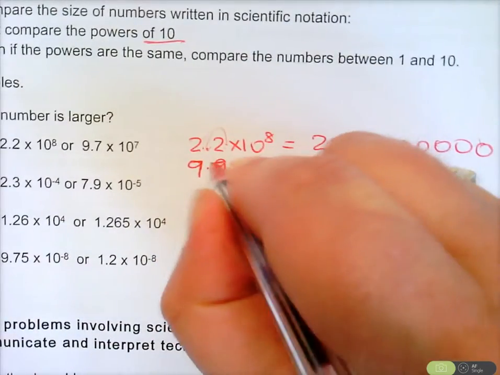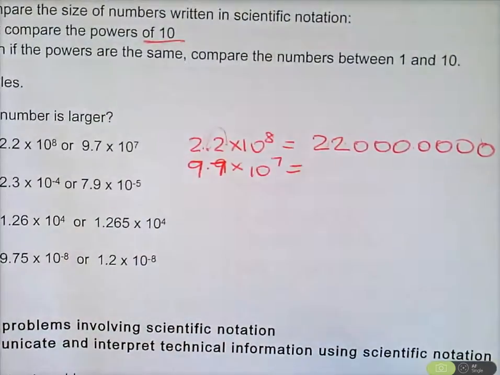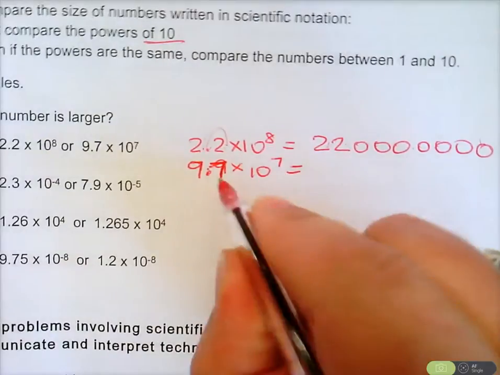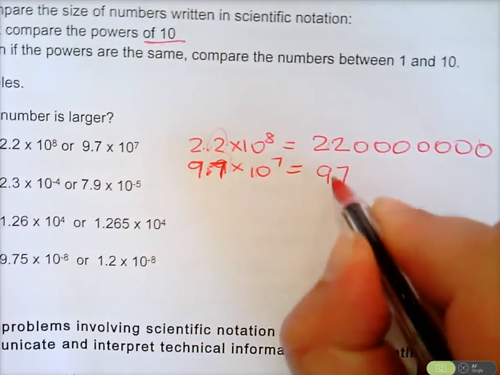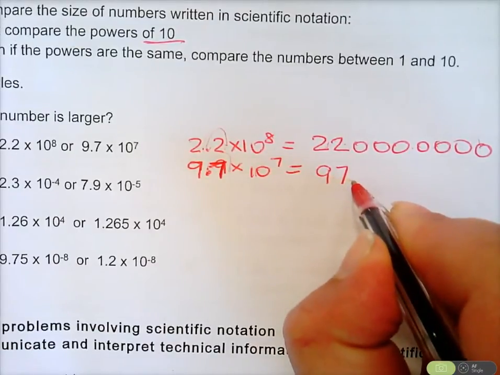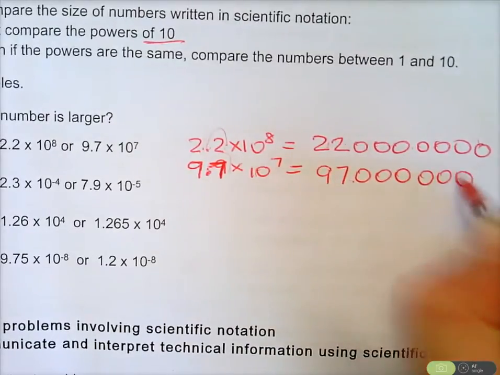9.7 times 10 to the 7. For 9.7 times 10 to the 7, we need to jump 7 times. So the point's there, that's 1 jump. Do you get that? And then how many more jumps? You just add zeros for the rest of the jumps.